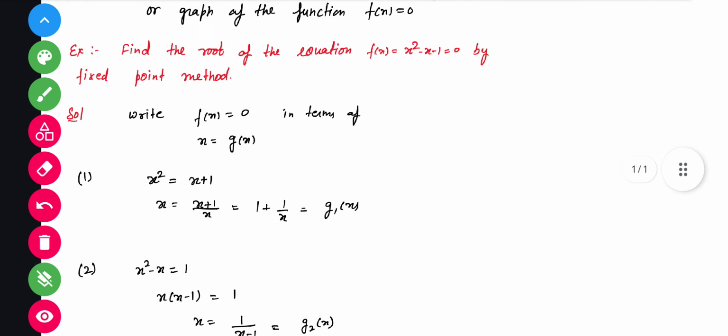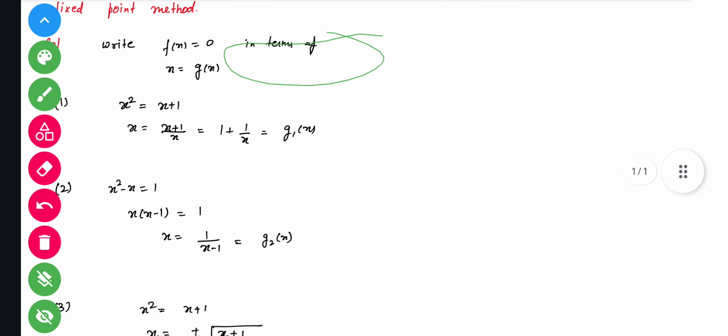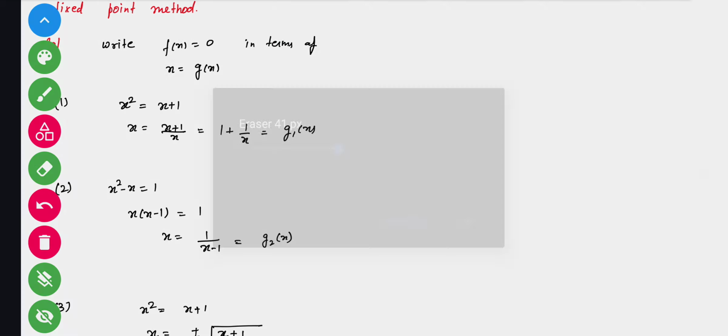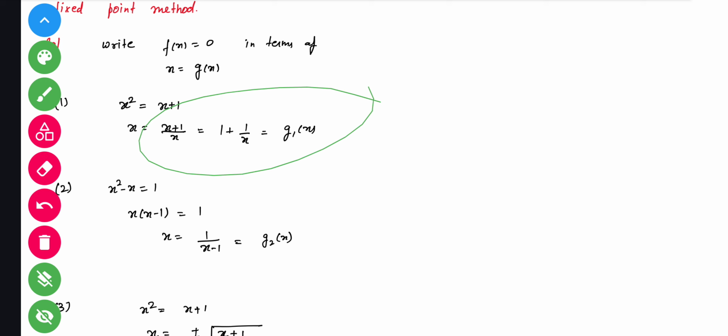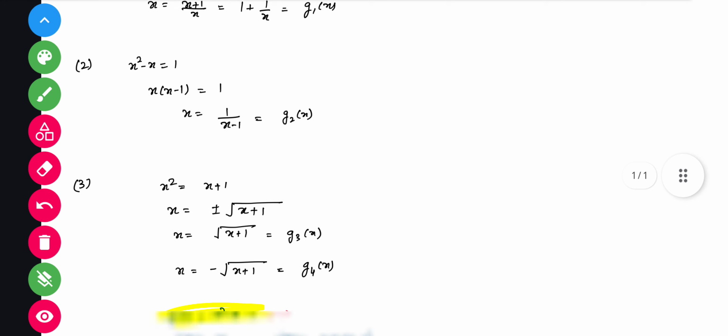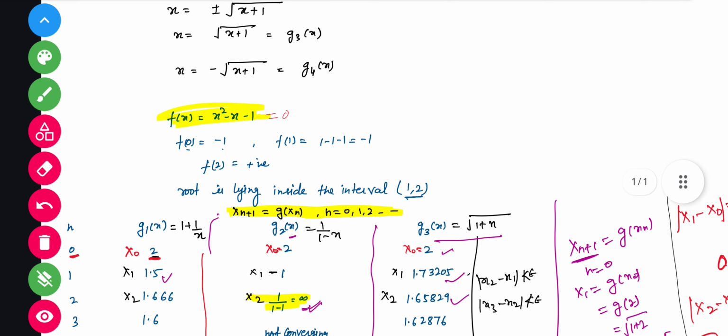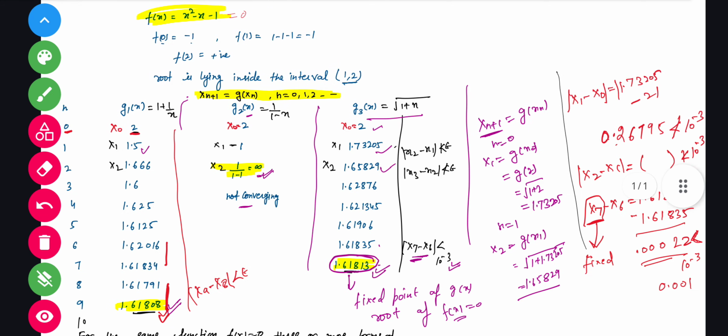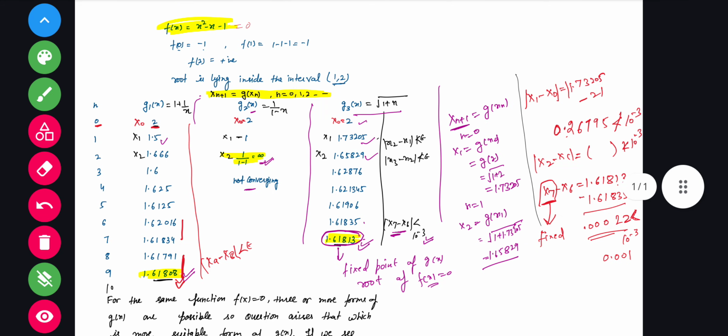So here is a question, and you can see that we can make many g of x. This is g1 of x, g2 of x, right? And then we can also make many other g of x values. So we need to check. Here is a sample of checking, an example where we check which of the g of x are converging.